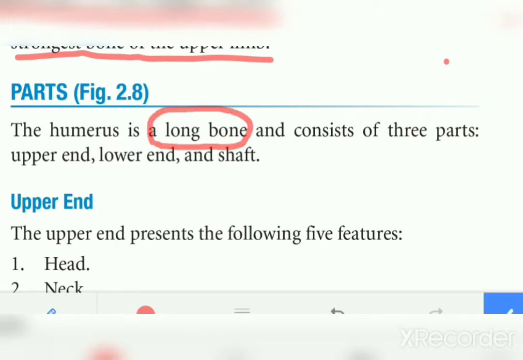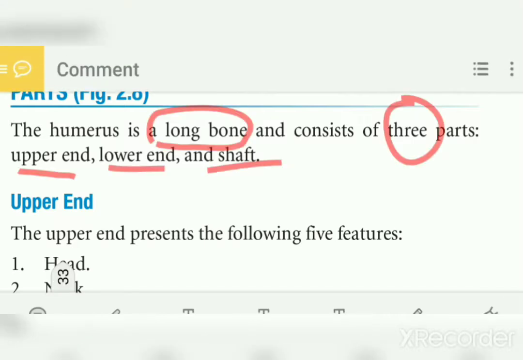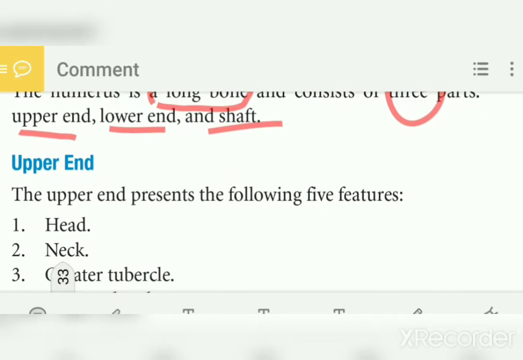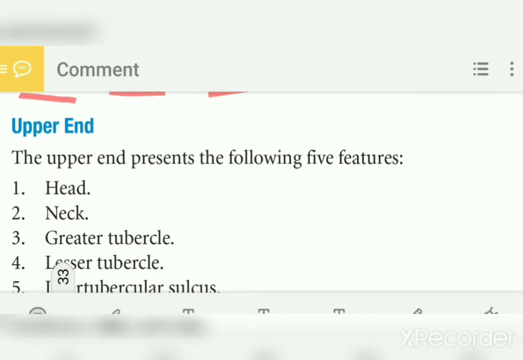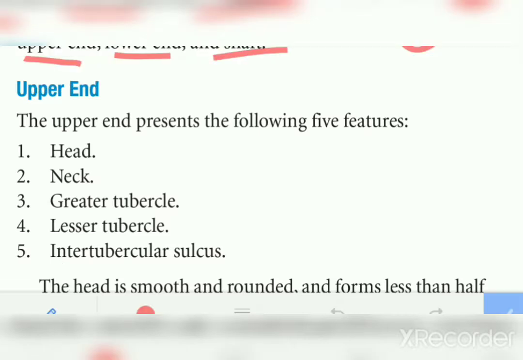We know a typical long bone has three parts: upper end, lower end, and shaft. As the humerus is a long bone, it should also have these three parts. So it consists of three parts like a typical long bone. Today we will discuss only the upper end. The upper end presents the following 5 features: head, neck, greater tubercle, lesser tubercle, and intertubercular sulcus.